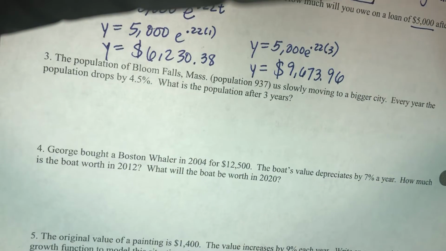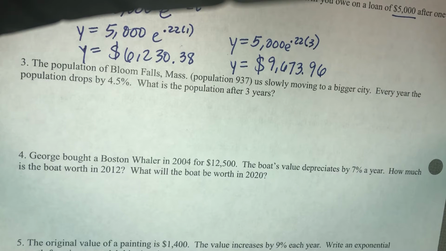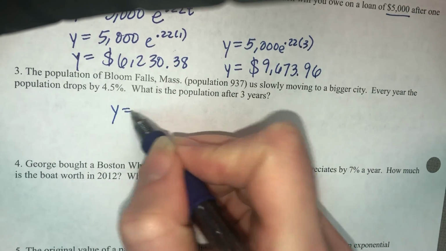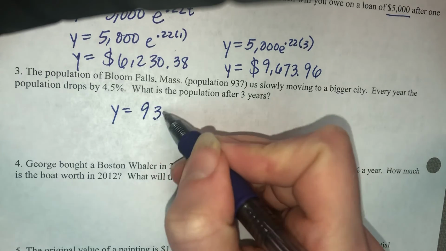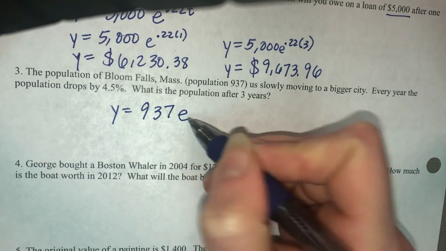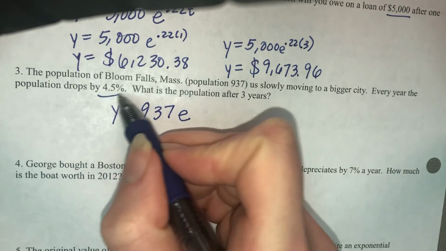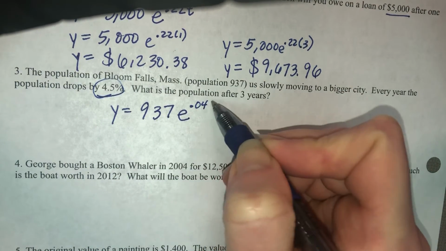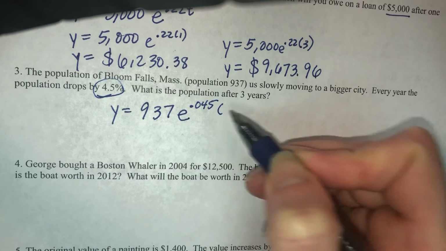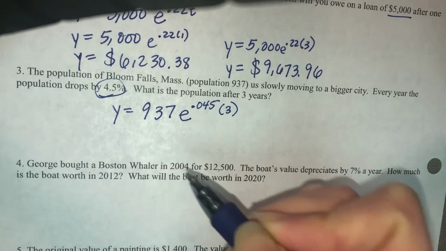All right, number 3 says the population of Bloom Falls, Massachusetts, population 937, is slowly moving to a bigger city. Every year the population drops by 4.5%. What is the population after 3 years? All right, so the beginning amount is 937. And we're going to have times e to the power of our rate, 0.045. And we're going to multiply that times the time, 3 years. And this will give us our ending amount.